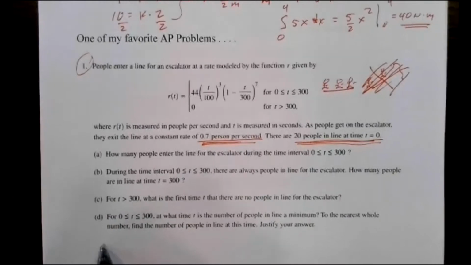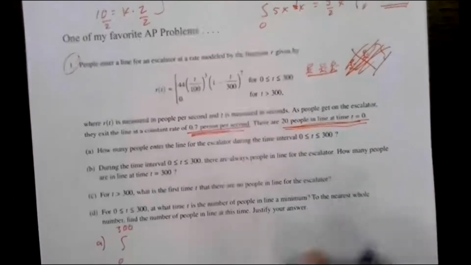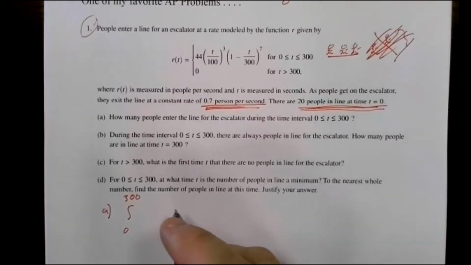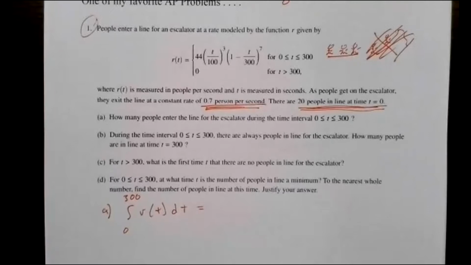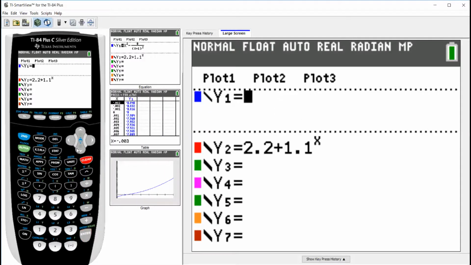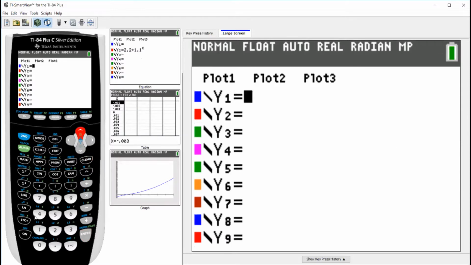So for A, that would be the integral from 0 to 300. And this is where I get as lazy as possible, and I highly recommend this, by the way: R of t dt. Calculator time. Don't have this one programmed in. Planned ahead pretty well, but not completely. This one, of course, is a bear.